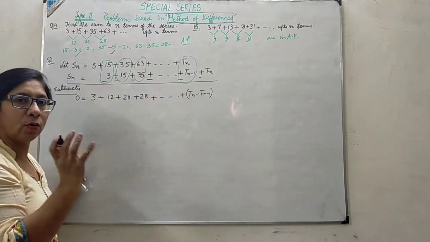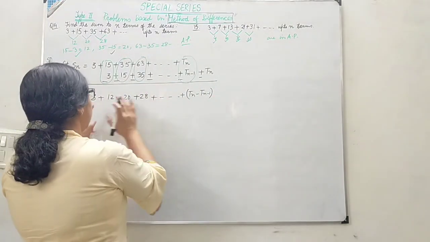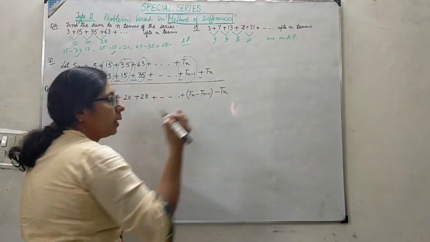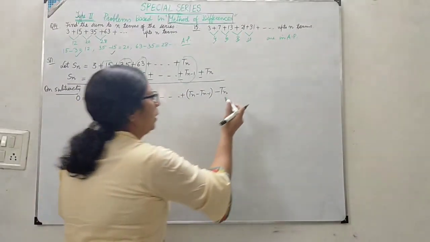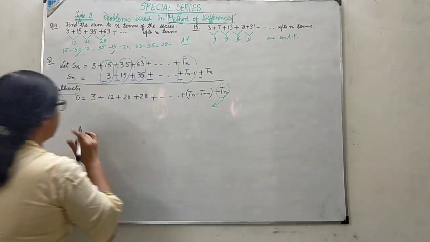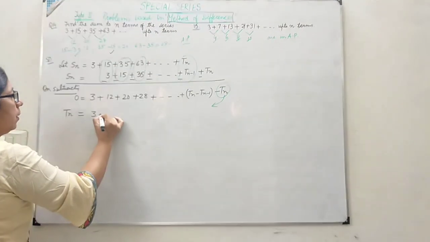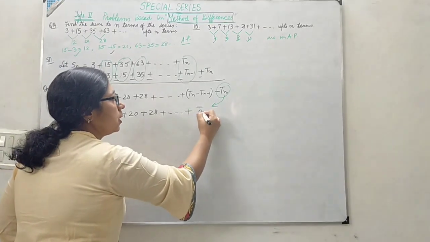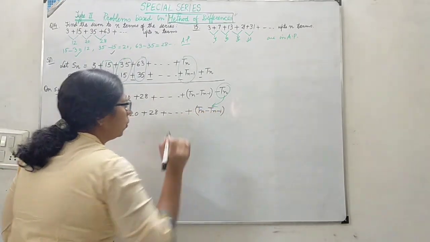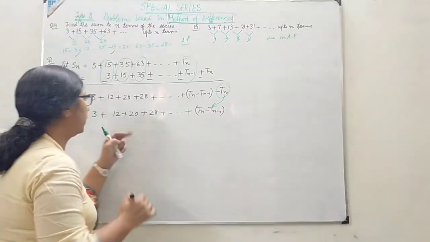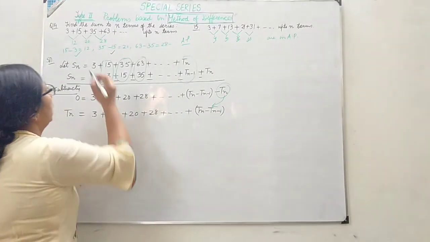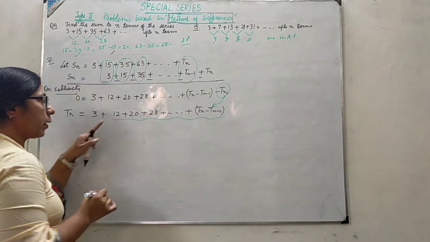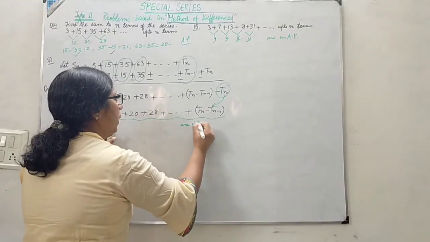This is again a difference. We don't know the general term, but these are all forming the differences, and the last term will be Tn here with a minus sign. So if I take this term to the left side, this will be your Tn: 3 plus 12 plus 20 plus 28 plus dash plus Tn minus 1. Now, can you tell me how many terms are there? These are all forming an AP, because these differences were in AP.